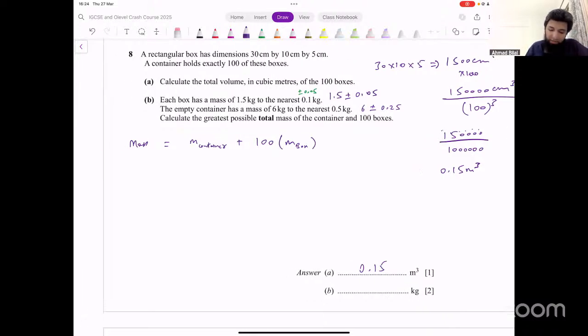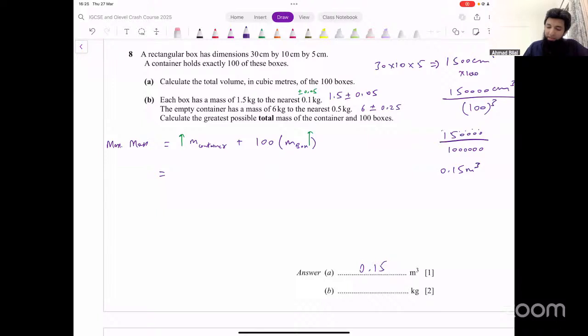We want the maximum possible value of the total mass. How is that going to be calculated? We have addition here, right? So we would want both the numbers to be individually as big as possible. We would want the mass of container to be as big as possible, and we would want the mass of box to be as big as possible as well. What does that give us? Greatest possible mass of the container and the greatest possible mass of the box. That is what is going to maximize the overall number, because there's a plus sign between them. We want these individual numbers to be as big as possible.